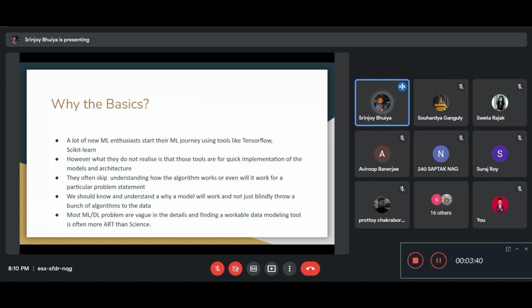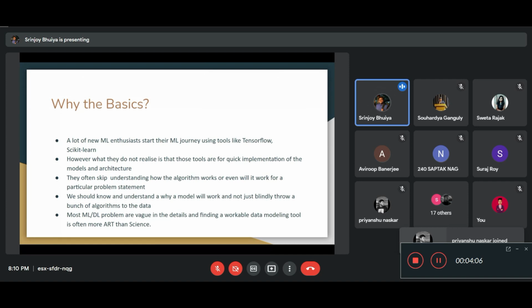So now, why should we learn the basics? As I was mentioning, a lot of ML enthusiasts start their ML journey using tools like TensorFlow and scikit-learn. Those are obviously beneficial because they save a lot of time. But what they also do is make the entire work of using machine learning like a function. You have a function, you don't know what is going on inside the function, and you just apply that.